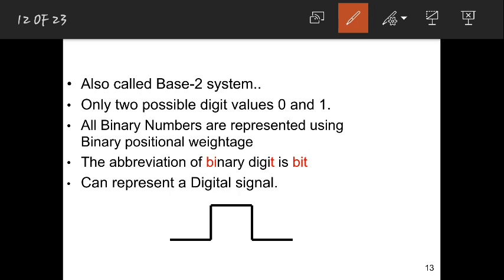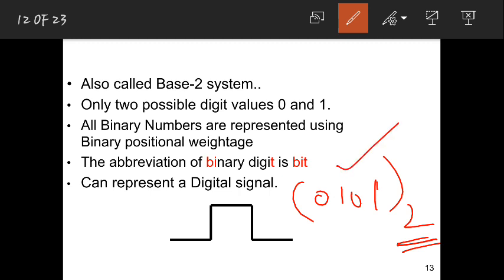Whenever you write a binary number, like 0 1 0 1, the base should be equal to 2. Whenever I write 2, that means it is a binary number. We need to write this, but even if you do not write it, you can easily identify by looking at the zeros and ones that it is a binary number. But in decimal, hexa and octal, you can't identify whether it is a decimal, octal or hexadecimal number.